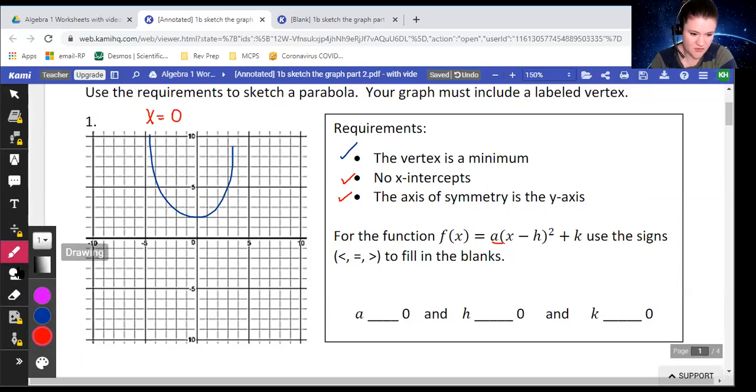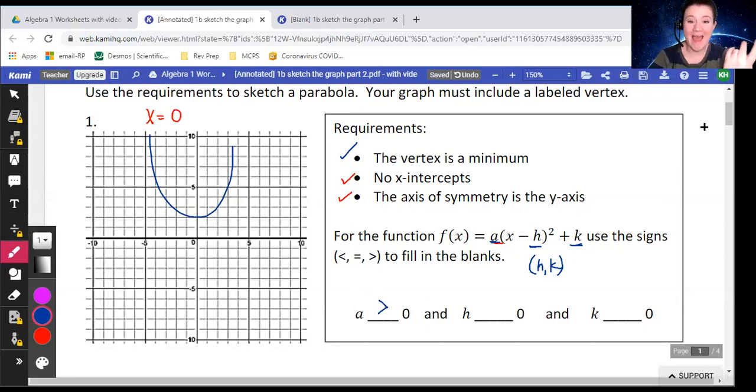So we have to fill in down here. For the function a(x minus h) squared plus k, remember h and k are my vertex. That's why it's the vertex form. Use the signs to fill in the blanks. All right, so a, here. A has to be, oh, sorry, it's facing up. So what does that mean? Well, that means that a has to be greater than 0, right? Because if it's positive, it's smiling, isn't it?